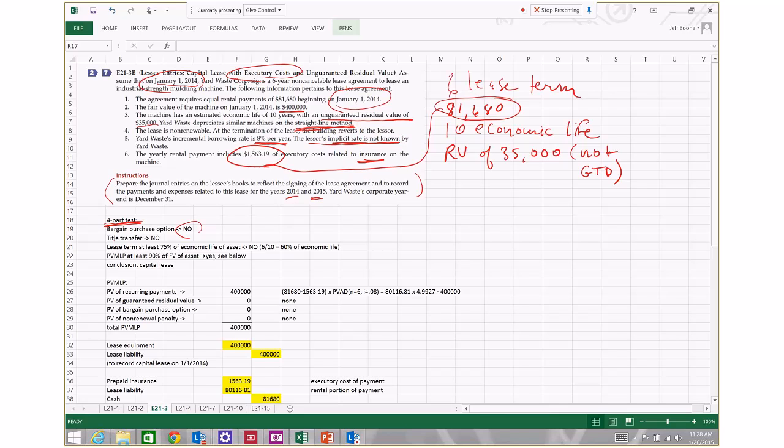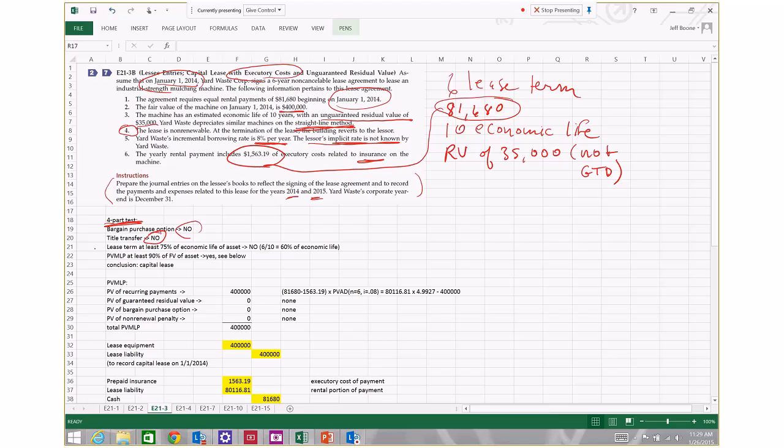Next question to ask is, does the title to the property transfer from the lessor to the lessee? The problem here specifically told us right here in item 4 that at the termination of the lease, the building reverts back to the lessor. So that's basically telling us no, the title does not transfer to the lessee at the end of the lease term. So no title transfer.